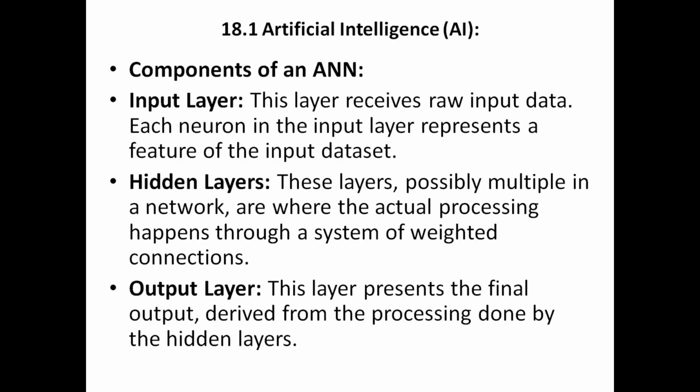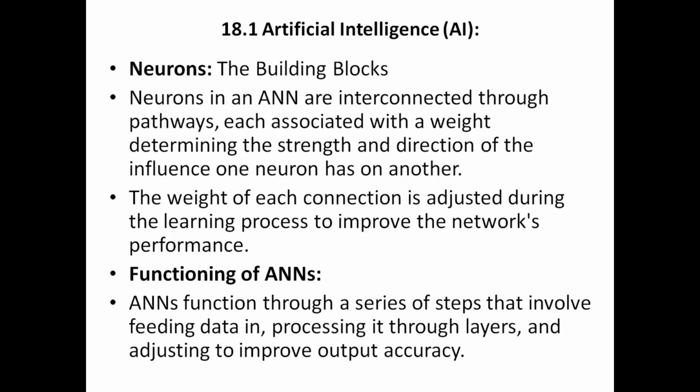Now, the components, as you know: we have an input layer which receives raw input data. Each neuron or node in the input layer represents a feature of the input dataset. Then we have multiple hidden layers. This is where the actual processing happens through a system of weighted connections. Now, this is where Dijkstra and A-star algorithms, and there are many more as well, kind of come into play. Then we have the output layer, where the final output derived from processing the data through multiple hidden layers is given back to the user.